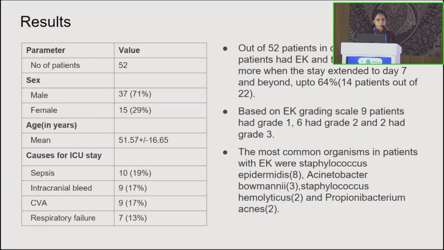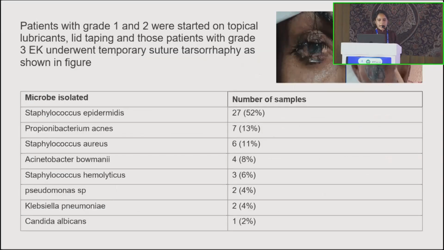Out of the 52 patients in our study, 17 patients, that is 32%, developed exposure keratopathy, and the incidence increased when the ICU stay extended beyond 7 days, up to 64% of patients. Based on the grading scale, 9 patients had grade 1, 6 had grade 2 and 2 had grade 3. The patients with grade 1 and 2 were managed conservatively with topical lubricants and lid taping, and in those with higher grades we did temporary suture tarsorrhaphy as shown in the figure.